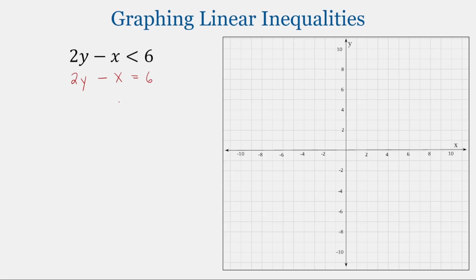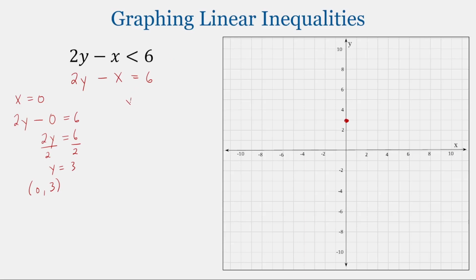And I will graph this equation by finding both the x and y-intercept, where it crosses each of the axes. So it crosses the y-axis when x is equal to 0, giving us 2y minus x, so this is minus 0, equal to 6. This simplifies down to 2y equal to 6. And then solving for y, we divide both sides by 2. We end up with y equal to 3. So we have the ordered pair 0, 3. This is our y-intercept. I'll graph that point.